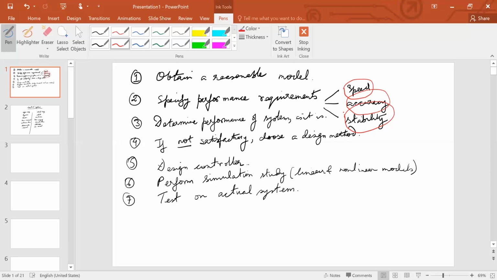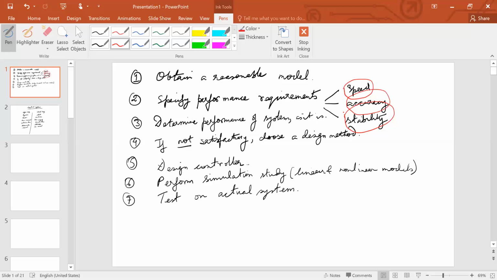So remember in steps 2 and 3, when you're specifying the performance requirements and determining the performance of the system with respect to those requirements, you need certain analysis tools. You need to analyze the system. So that is the analysis part that I have spoken of. Now, from step number 4 onwards comes the synthesis part. So once you've determined that your system does not meet the required specifications, you need to synthesize a controller. So this analysis and synthesis go hand in hand. They are very much interconnected with each other, these two steps.